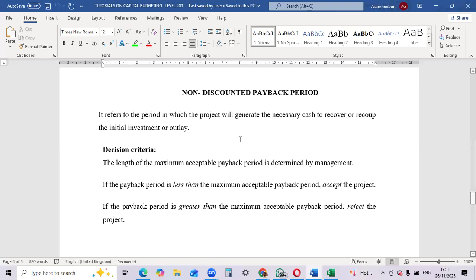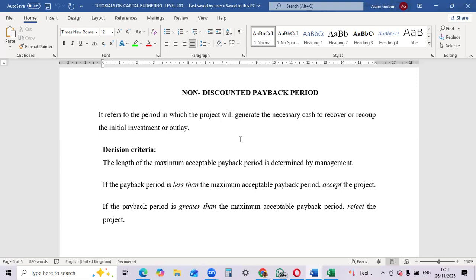All right, so non-discounted payback period, what is it? It refers to the period in which the project will generate the necessary cash to recover or recoup the initial investment or outlay. So I think you've actually mentioned it already. It refers to the period in which the project will generate the necessary cash to recover the initial investment, the initial cost, or the initial outlay.